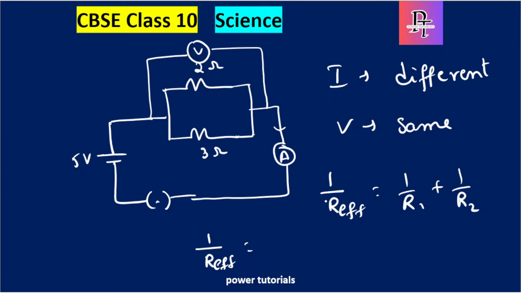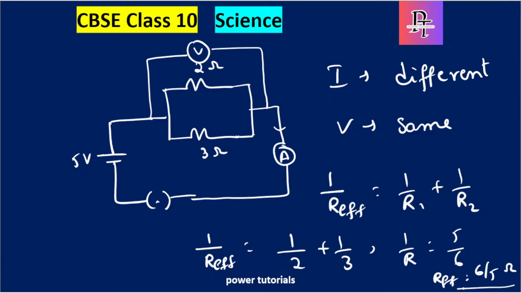Okay, so let's continue again. Here R effective will be 1 by 2 plus 1 by 3. So 1 by R is equal to, if I take LCM, 3 plus 2, which is 5 by 6. So R effective for this circuit will become 6 by 5 ohms. Okay, so let's move to the next numerical.